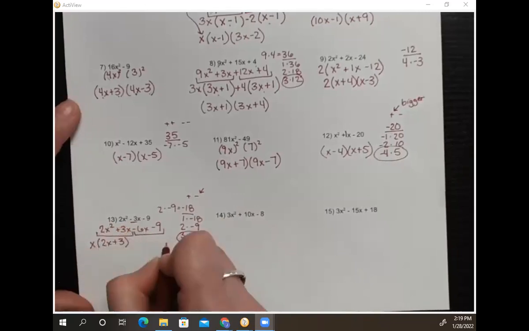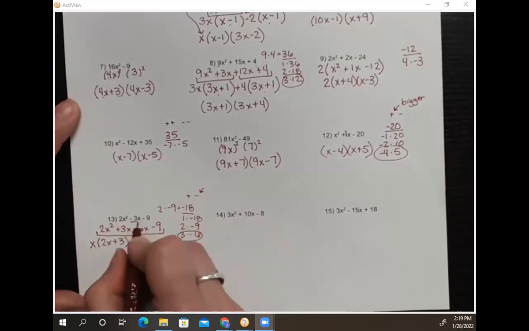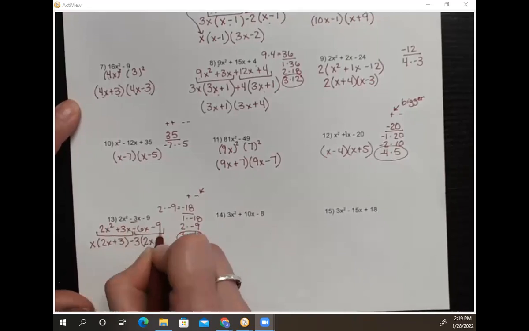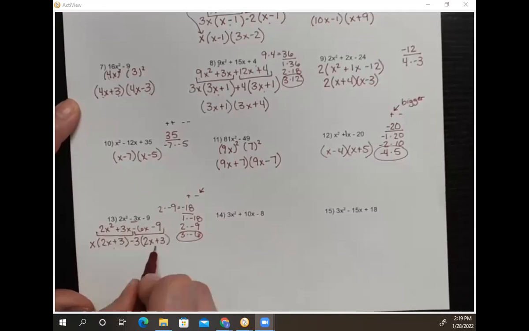For my second group, 6 and 9, I could divide those by 3. Since my start term for my group, the front of my group, is negative, I'm going to pull out a negative 3. So that means negative 6x divided by negative 3 would be positive 2x. Negative 9 divided by negative 3 would be positive 3. My stuff in parentheses is the same, so I can pull that out front, 2x plus 3. And then my other factors, what's left over? x minus 3. There's my factored form.